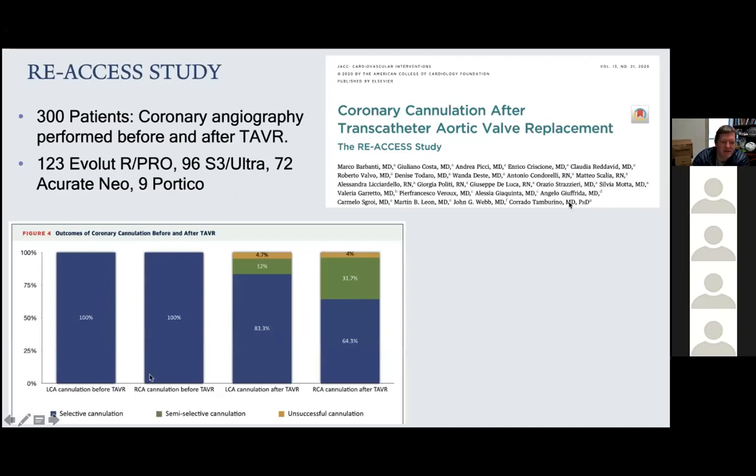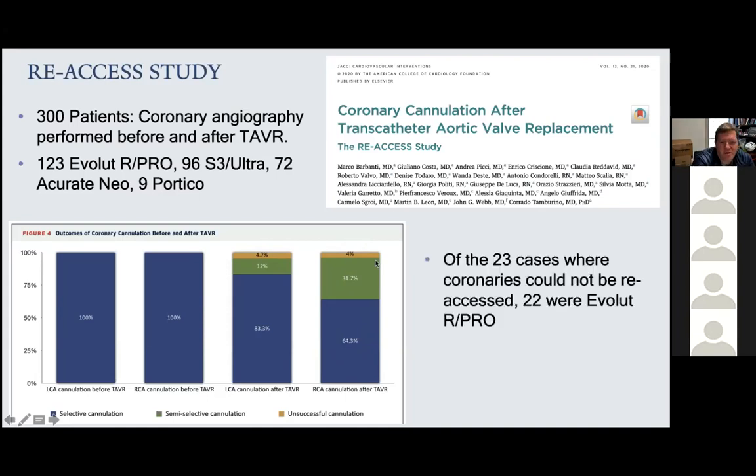And so looking at their success rate for engaging the left coronary and the right coronary before the TAVR, it was perfect. And then if you look afterwards, engaging the left, they were able to selectively cannulate it in about 83%, semi-selectively cannulated in 12%, and were not able to cannulate it in just under 5%. And then with regards to the right coronary artery, selectively engaged in about 65%, semi-selectively in a little over 30%, and weren't able to engage it in 4%.